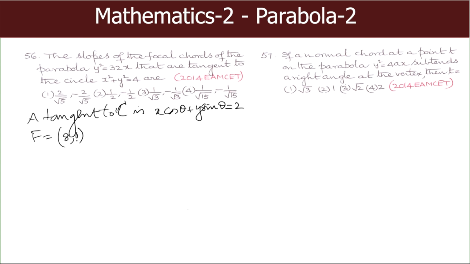So, this will be a focal chord for the parabola only when the line passes through the focus (8, 0). So, 8 cos theta equal to 2, or cos theta equal to 1 by 4.